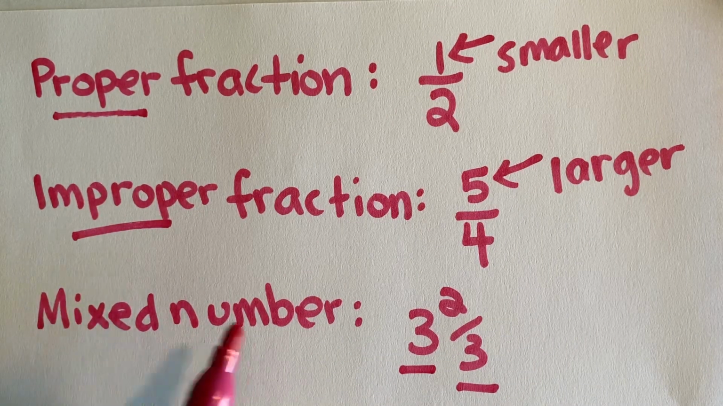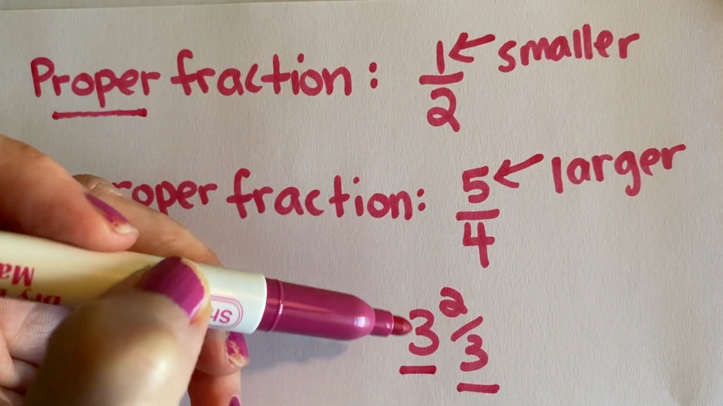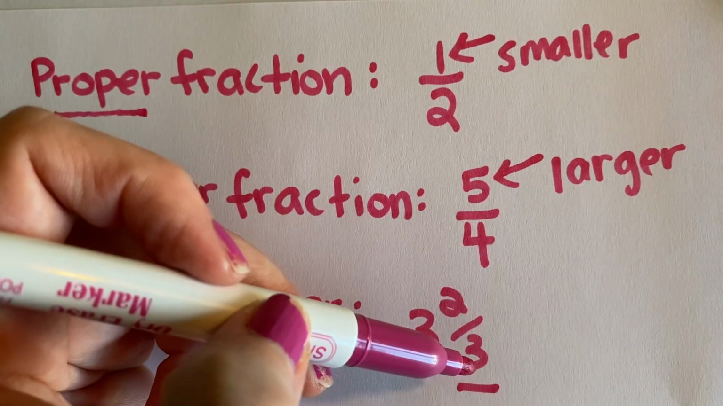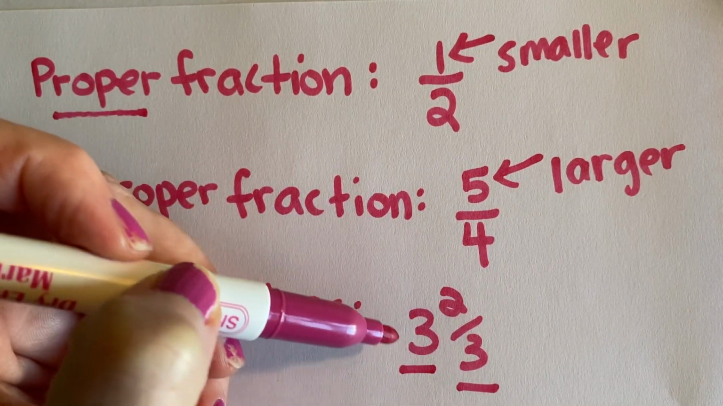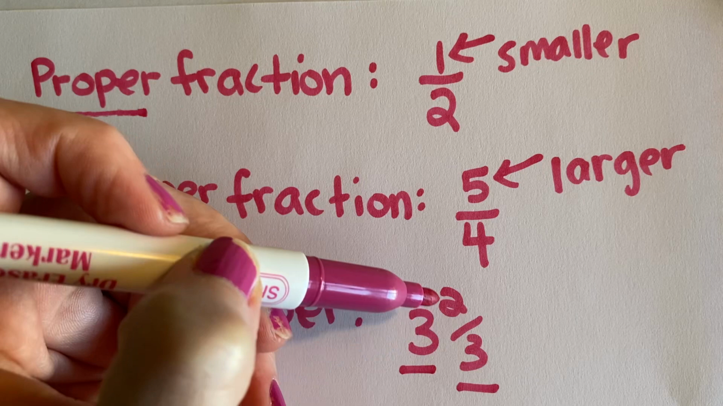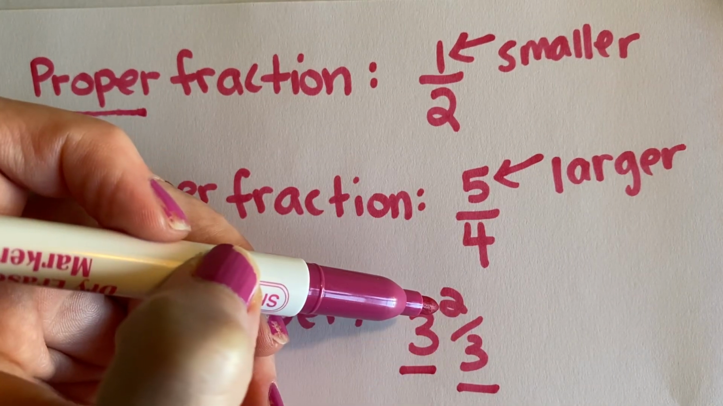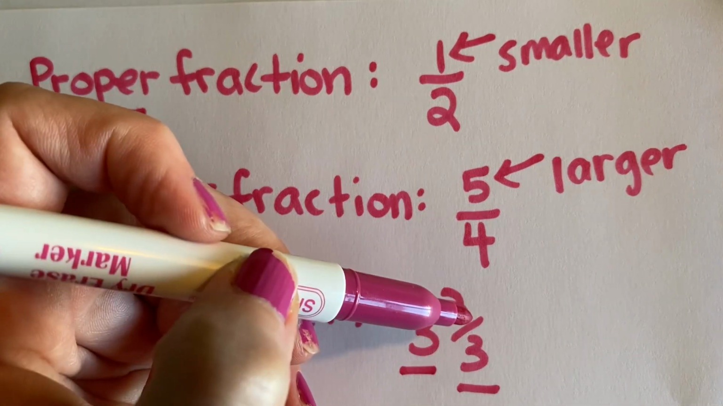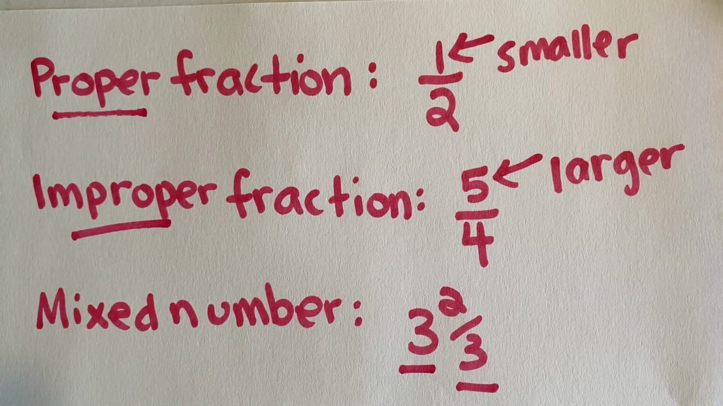And finally, a mixed number. Every mixed number, like for example, 3 and 2/3, will have a whole number in the front, followed by a proper fraction. Whole number, proper fraction. So those are three quick definitions.